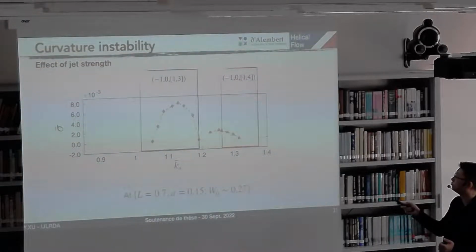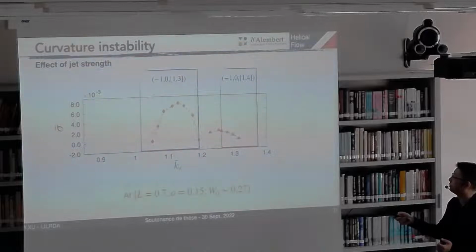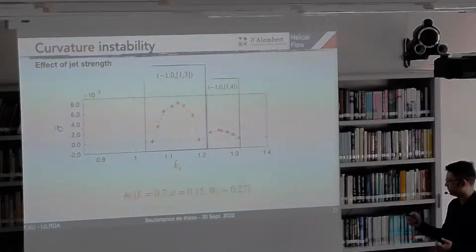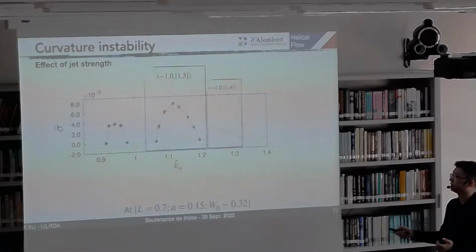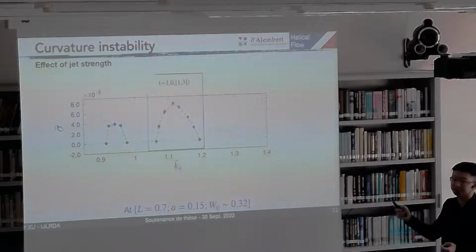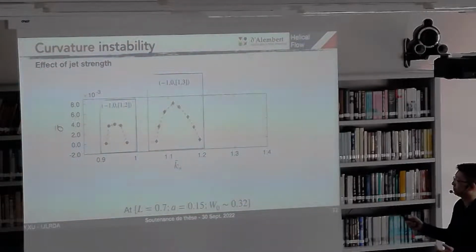We find the mode 1, 4 seems stable and shifts a little bit. The mode 1, 3 didn't change too much. We then still increase the axial velocity to 0.32. We find that the mode 1, 4 has disappeared. 1, 3 is just slightly changed, and the mode 1, 2 has appeared.